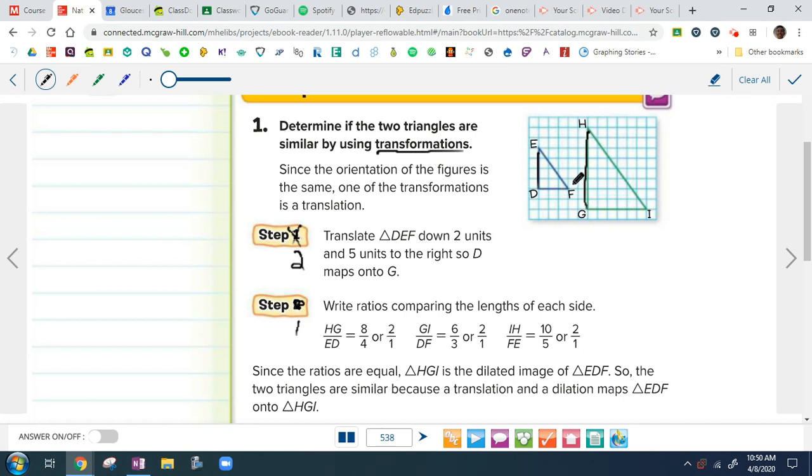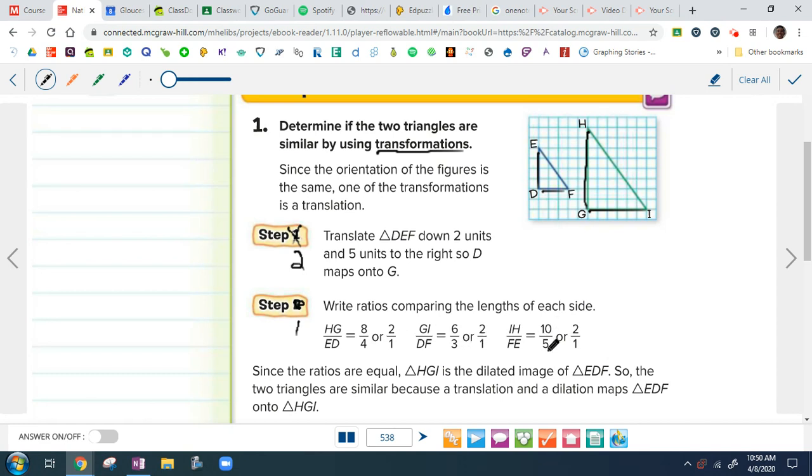Anyway, back to what we're talking about: the ratio of corresponding side lengths with the new one on top gives us 8/4. Now let's see if that ratio is equal to the other ratios of corresponding side lengths. Next we'll check GI and DF, and we count them up: 1, 2, 3, 4, 5, 6, and 1, 2, 3, and that gives us 6/3 or 2/1. So far so good. We've got similar shapes.